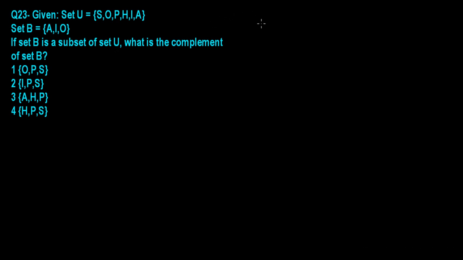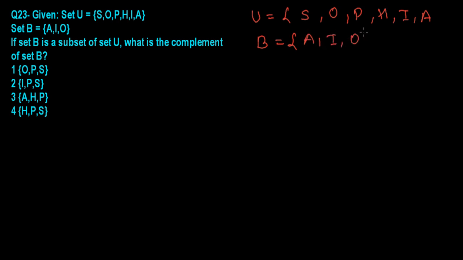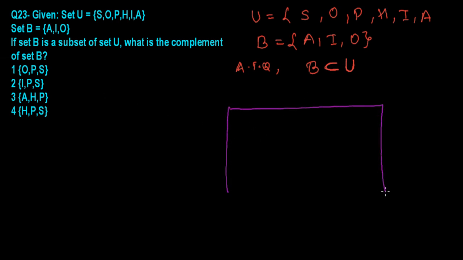Okay, so here we have the universal set U that is containing the elements S, O, P, H, I and A. And we have another set B which is A, I, O. These are the elements representing the set B. And according to the question, B is a subset of U. So if you represent this in a Venn diagram, it's something like this.